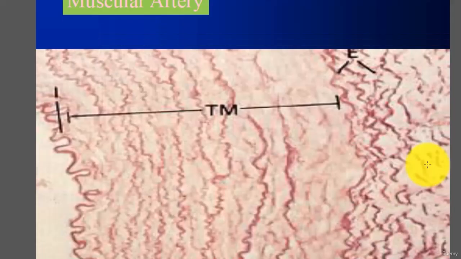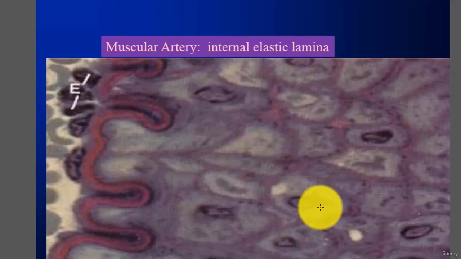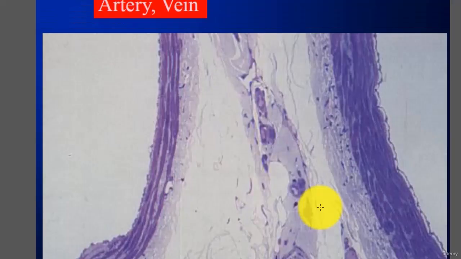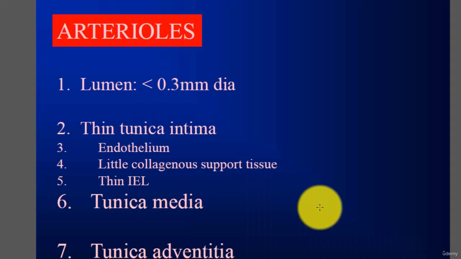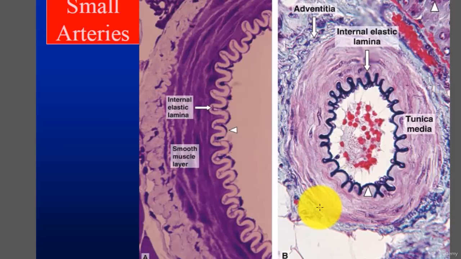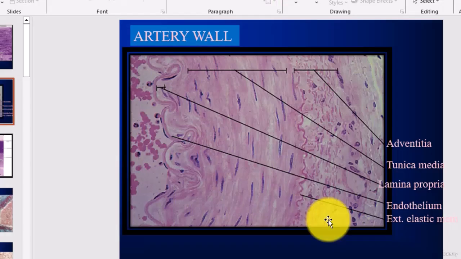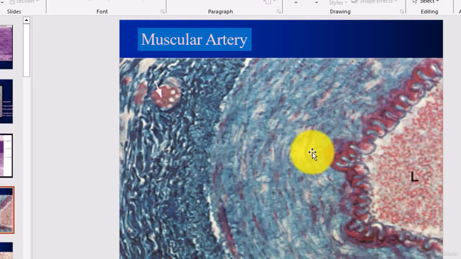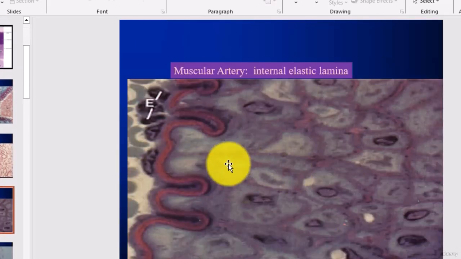Muscular artery. This is a muscular artery, internal elastic lamina. The artery, the vein: artery, vein. Here the small arteries. Muscular artery. Here we find the lumen of the muscular artery, internal elastic lamina.